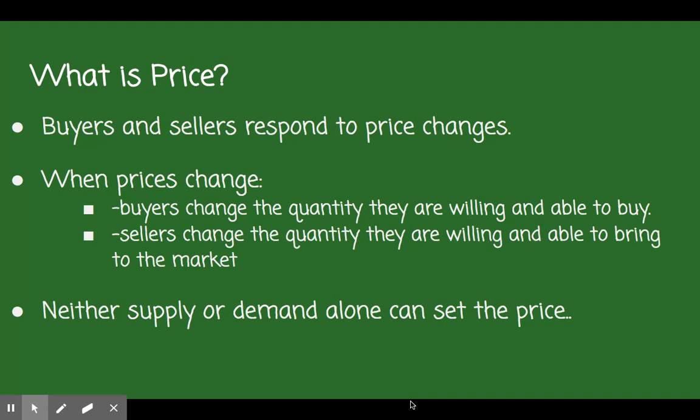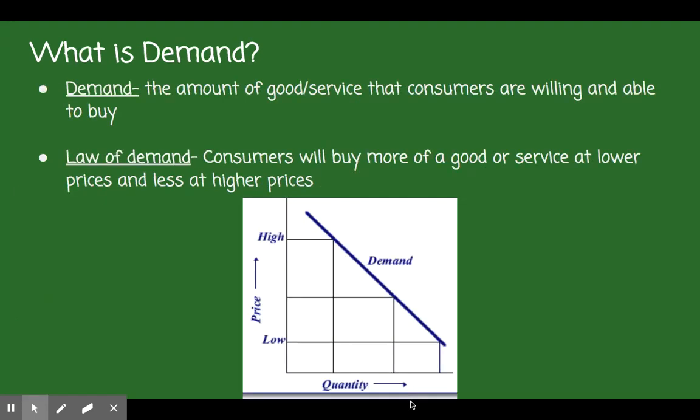So neither supply nor demand alone can set the price. You need both supply and demand to interact in order to find that happy medium of how much a product costs. So let's talk about those two words, supply and demand. What are they? Let's start with demand. Demand is the amount of good or service that consumers are willing and able to buy. The law of demand says consumers will buy more of a good or service at lower prices and they'll buy less at higher prices.